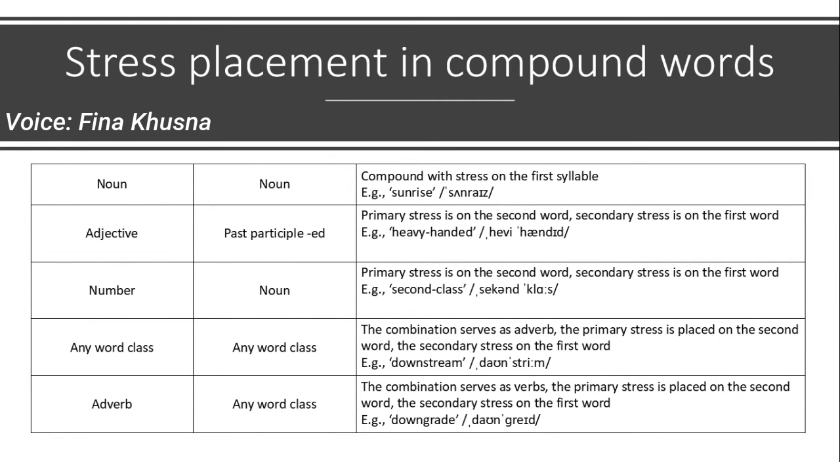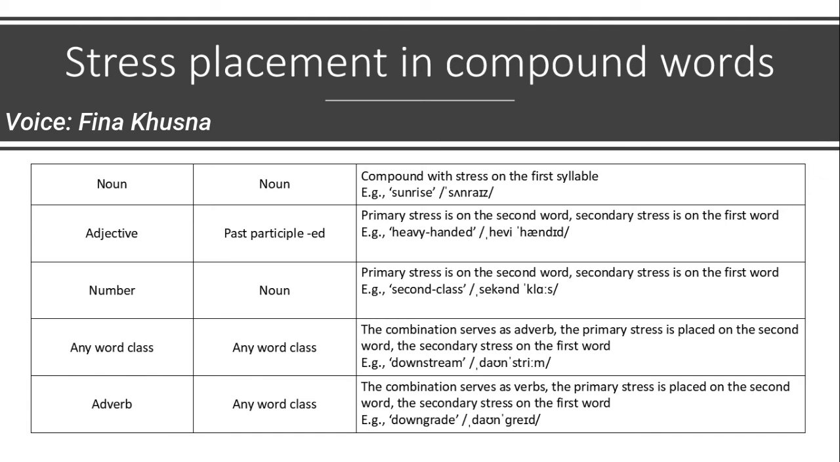Stress placement in compound words. First, noun plus noun: a compound with stress on the first syllable. For example, sunrise. Sun is a noun and rise is a noun. Adjective and past participle ed: primary stress is on the second word and secondary stress is on the first word. For example, heavy-handed. Heavy is an adjective and handed is a past participle ed.